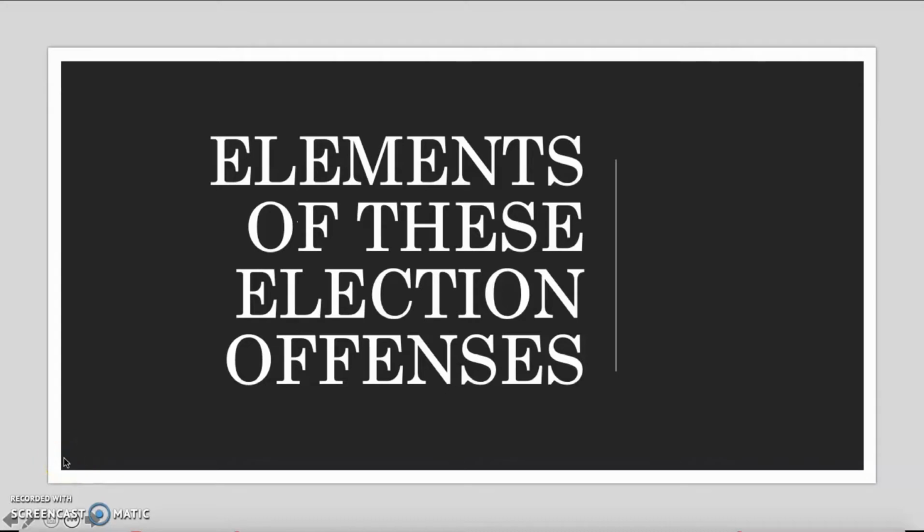Let us now proceed to vote buying and vote selling, particularly the elements of these election offenses. Now, for the elements of these election offenses, I would like you to look at and note about the party committing the offense or the offender, as well as the acts in the commission of these election offenses. So let's start with vote buying.